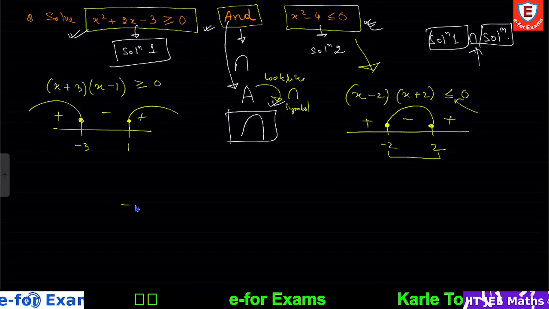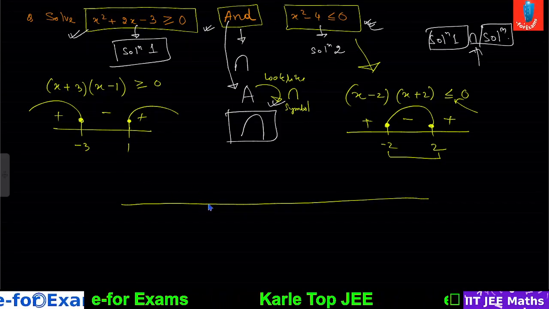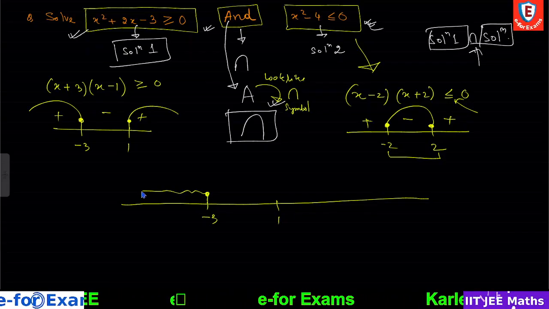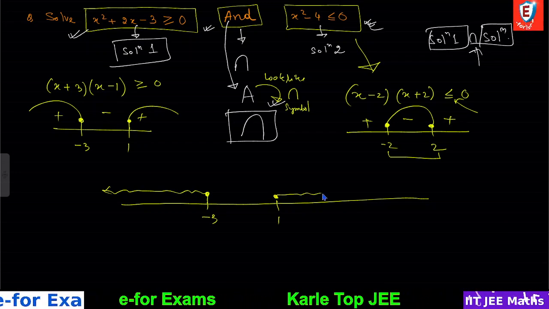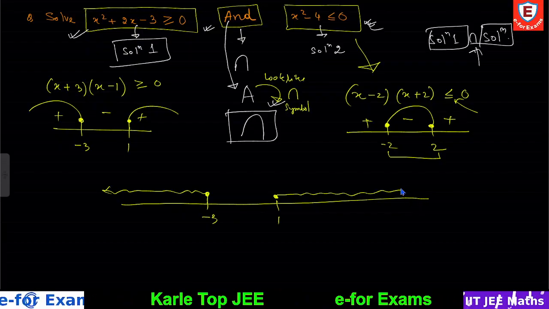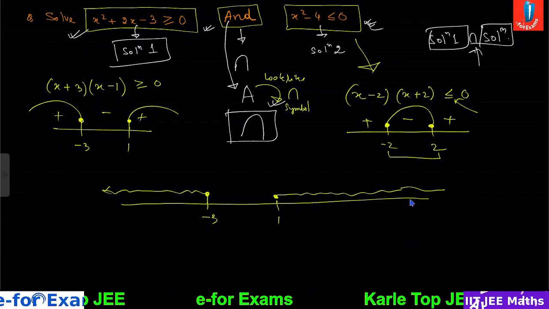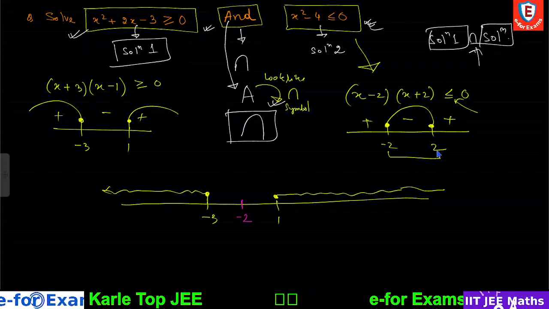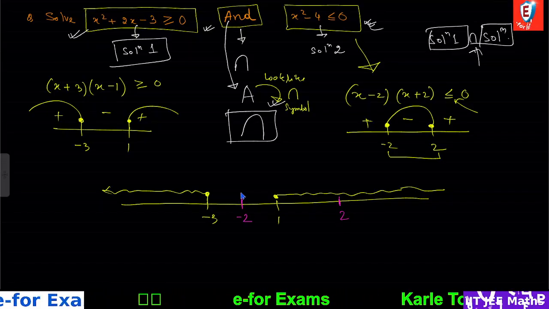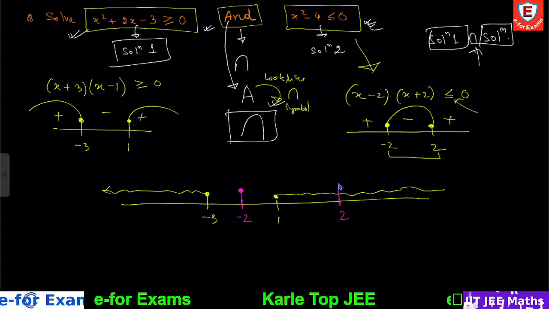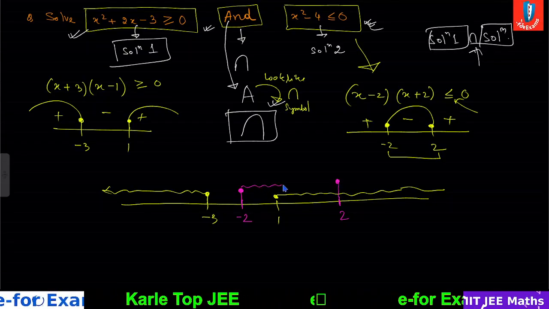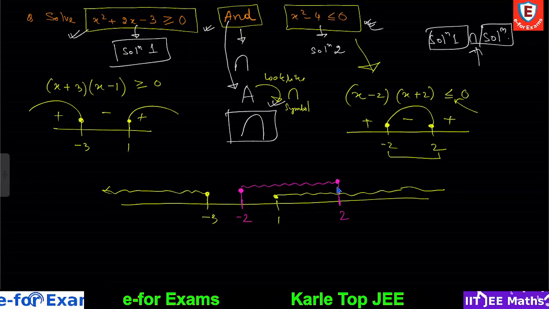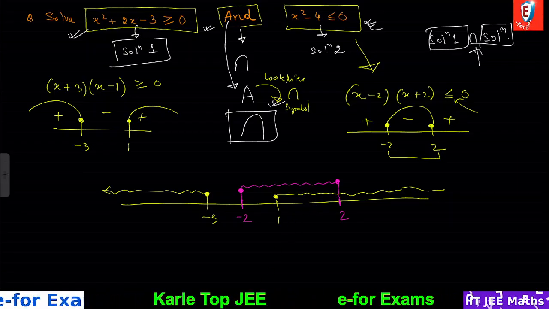Now combine by intersection. Let's take a number line. Plot this first: minus 3 and 1. From solution 1, I got this part and also this part up to infinity. Then I will change the color for solution 2. From solution 2, minus 2 and 2. Minus 2 is somewhere between minus 3 and 1, and 2 is somewhere here. Dark circle here and dark circle here. The yellow graph is solution 1 and the pink graph is solution 2. So let us see where their intersection, the common point, is.